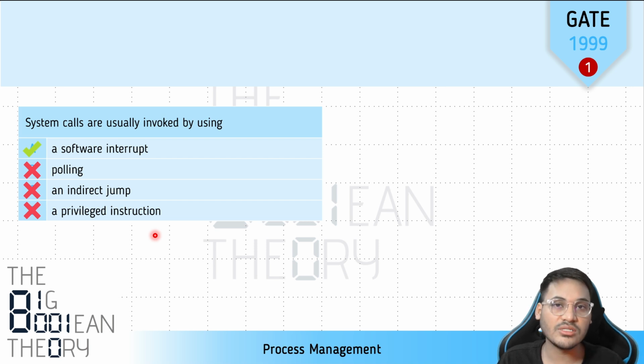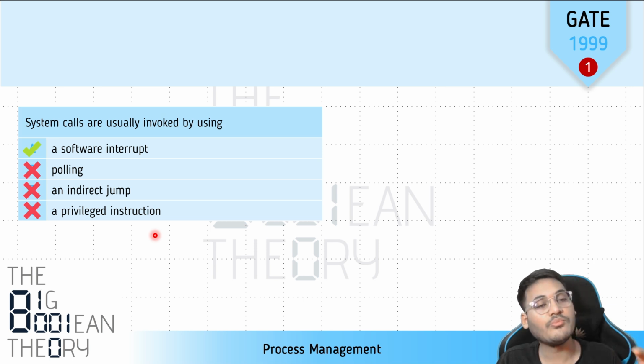Only when we are in privileged mode, then we can execute privileged instructions. So we cannot be executing privileged instructions before making a system call. After making a system call, then only it's possible to execute a privileged instruction by the operating system. So again, system calls cannot be invoked by a privileged instruction. That is not how the privilege works.